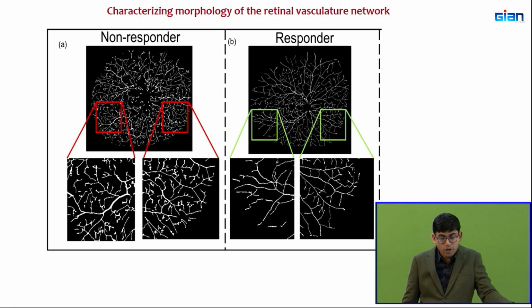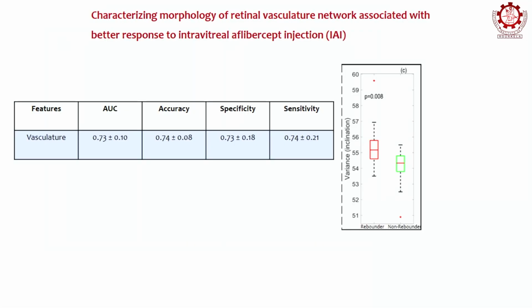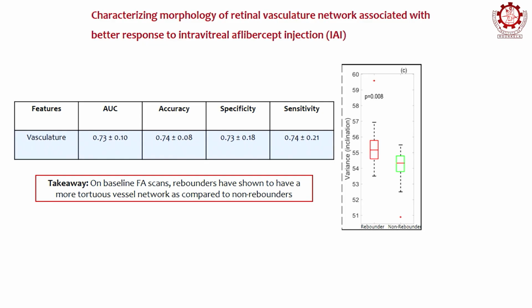And similarly, for the retinal vasculature network, we found that the non-responders had a more chaotic arrangement of the vasculature as compared to the responders. So, this was also observed using, I believe, a random forest classifier here. Using the classifier, we found that the AUC was pretty good for identifying patients who respond to the intravitreal aflibercept. So, the takeaway from this experiment is that on baseline UWFA scans, the non-responders had a much more tortuous vessel network as compared to the responders.